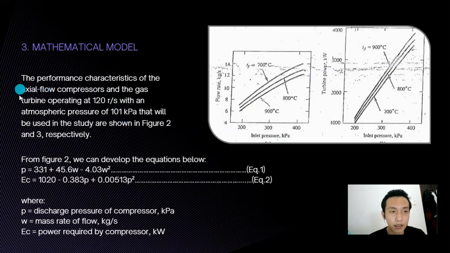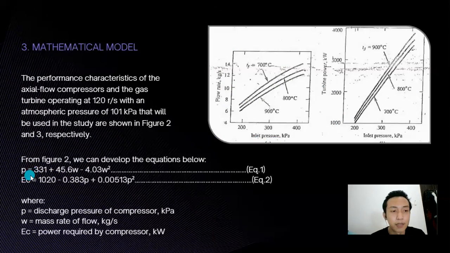So here the performance characteristics of the axial flow compressor and the gas turbine operating at 120 rotations per second, with an atmospheric pressure of 101 kilopascal, that will be used in the study are shown in figures 2 and 3, respectively. This figure here is figure 2, which shows the axial flow compressor in relation to the flow rate and turbine power. From this figure, we can develop the equations below.